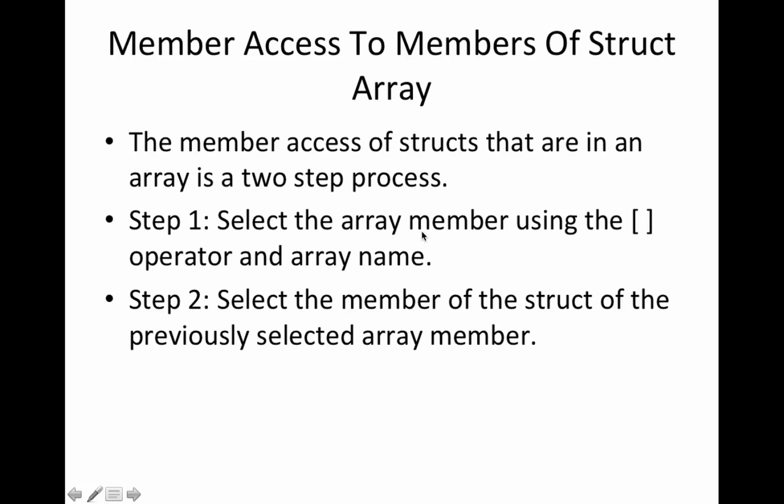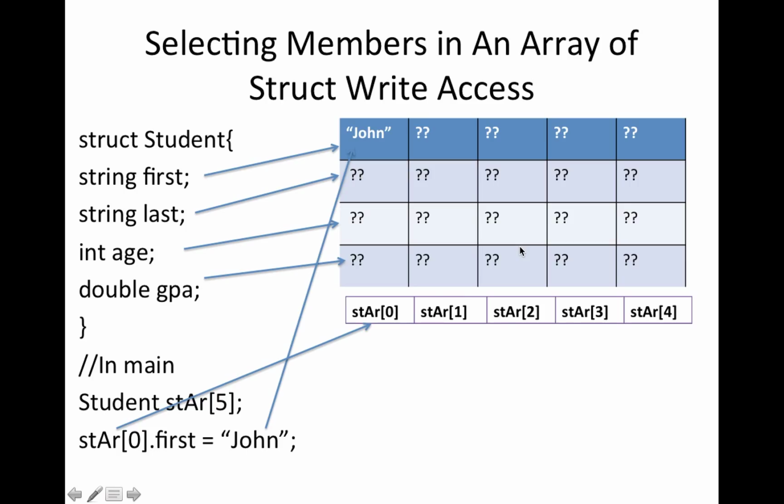So when you want to access a member of a struct, when a struct is in the array, you select the array member first using the square bracket notation. And then step 2 is to select the member of the struct of the previously selected array member. And if this is too many words, I'm going to show you right now how to do it.